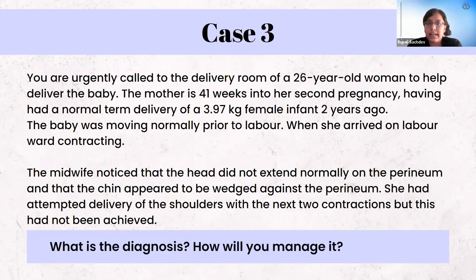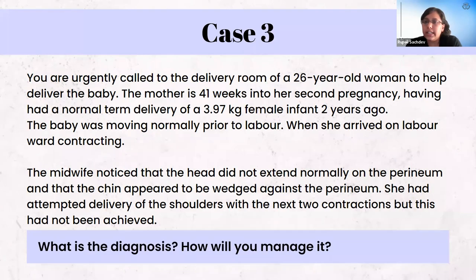Okay, in case 3, you are urgently called to the delivery room of a 26-year-old woman to help deliver a baby. The mother is 41 weeks into her second pregnancy, having had a normal term delivery of a 3.97 kilogram female infant 2 years ago. The baby was not moving normally prior to labor. When she arrived on the labor ward contracting, the midwife noticed that the head did not extend normally on the perineum and the chin appeared to be wedged against the perineum. She had attempted delivery of the shoulders with the next two contractions, but this has not been achieved.